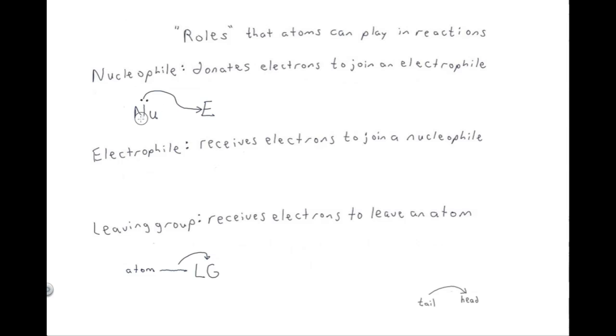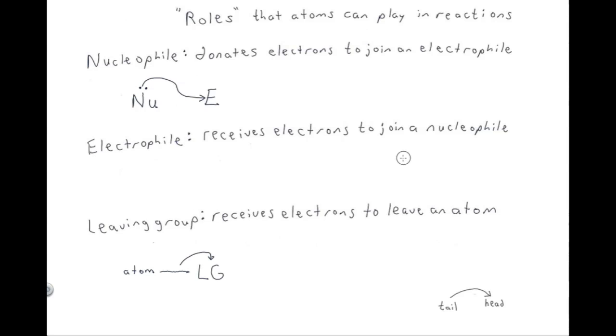Again, all these ideas will become clearer very soon when we start applying them to specific examples. It's crucial to identify the roles that atoms in the starting materials will be playing in the reaction, because once you have identified those roles, now you know where to draw the heads and tails of your electron-pushing arrows. You should draw an electron-pushing arrow pointing from the nucleophile towards the electrophile. And we also draw an electron-pushing arrow that looks like this from a bond pointing towards the leaving group.